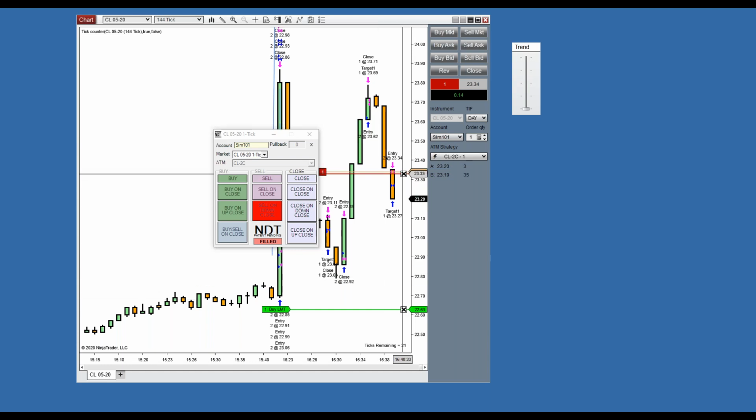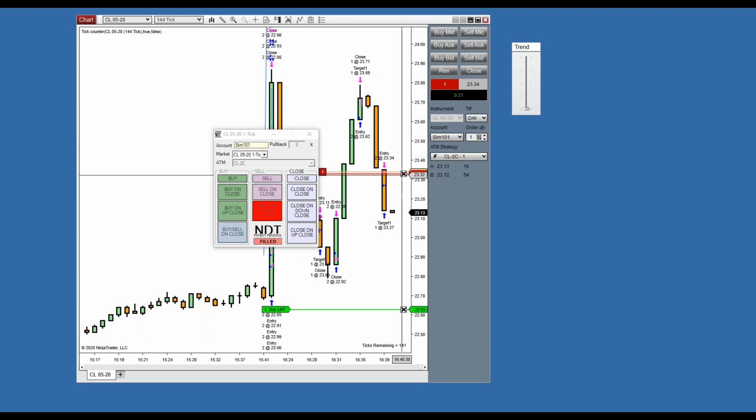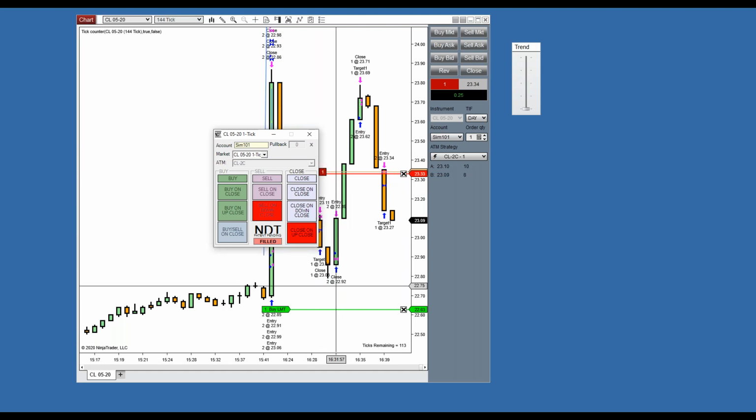You see where the stop is? It's 1 tick below the entry. So we're safe on the trade. If we took 2 contracts or 2 lots or 100 shares out, and or break even plus a tick, a pip, or a cent, and now you want to go for that runner, you're going to close on an up close. And as long as the market continues to the downside, you stay in the trade.